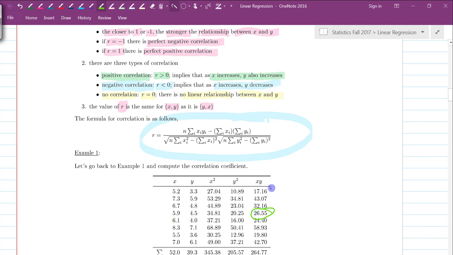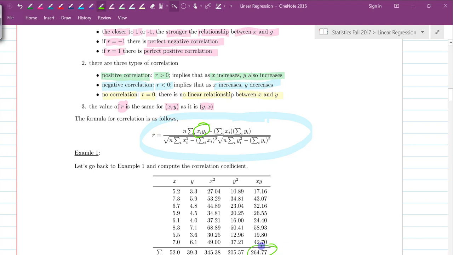Then we're going to add all of these together. All of these right here, we're going to add together. So it's 17.16 plus 43.07 plus 32.16 plus 26.55 plus 24.4 plus 58.93 plus 19.8 plus 42.47, and that equals 264.77. That is how we get that number right there. It's this number right here.